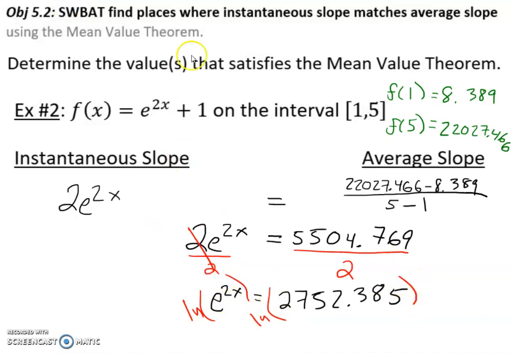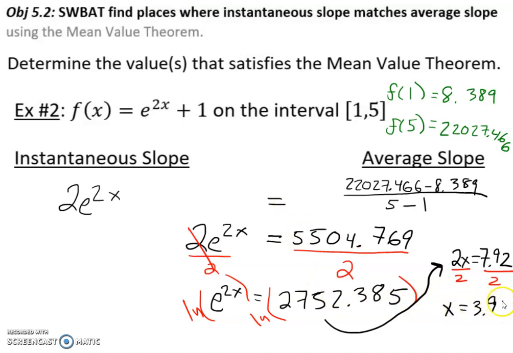To get rid of the base e, we're going to use natural log on both sides. So natural log of that number gives us 2x is equal to 7.920. And then, of course, our last step is to divide by 2. And when we do that, we get that x is equal to 3.960. We can double check that we did it right. 3.96 is indeed in that interval, and so we're done.